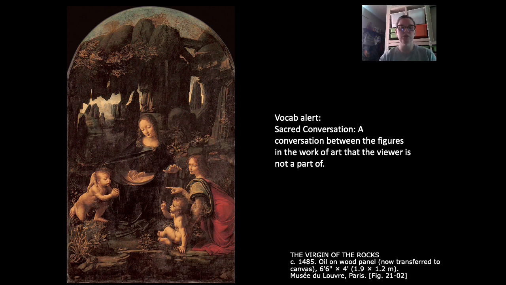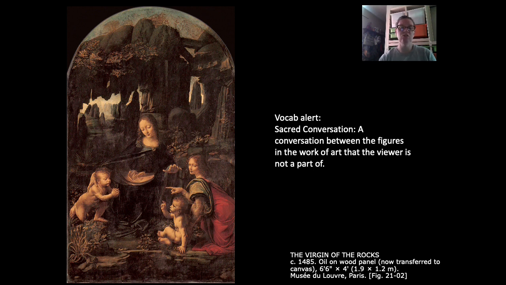We see lots of humanism. This is Mary, but she looks just like a normal Florentine citizen. She wears rich colored clothing, nice colored clothing, but all at the same time very much a human being, and the babies are very baby-like.